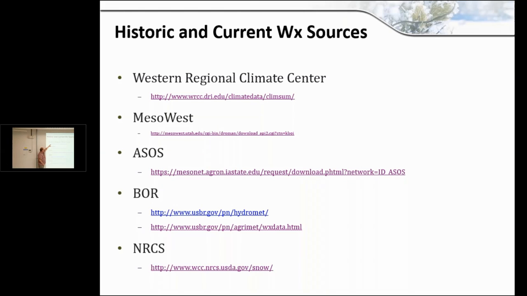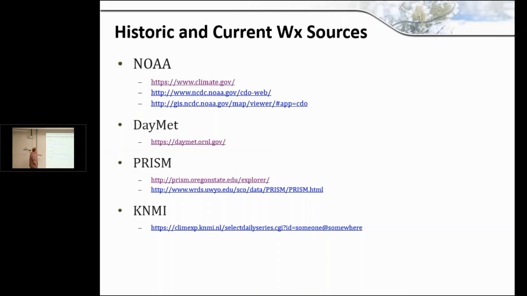The Western Regional Climate Center is only by station. With MesoWest, you can put in a lat-long and it'll give you the ones that are closest to it. All of these are similar in that aspect. It's not until you get into the NOAA, the Daymet, the PRISM, and the gridMET that you can actually put in the lat-long and go specifically to your point.